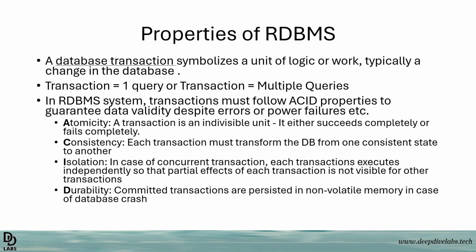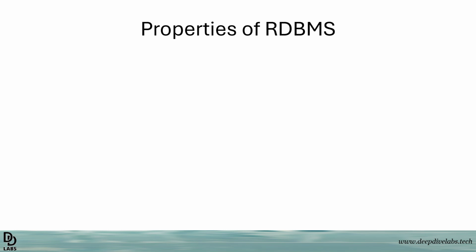And finally, durability. Durability is that committed transactions are persisted in non-volatile memory, in the disk space, in case of a database crash, right? So if the transaction is committed, then the data is saved on the disk. So in a typical RDBMS, ACID properties are the golden rules for all of the transactions that are executed.